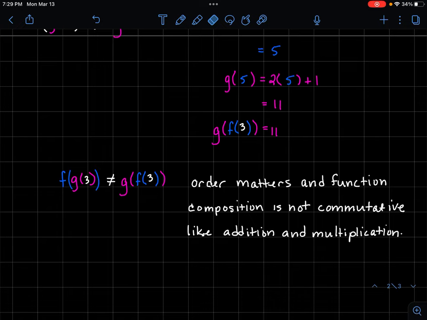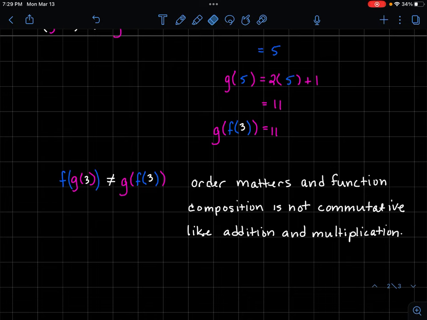Remember the commutative property, that the order did not matter. 2 times 3 is 3 times 2. 2 plus 3 is 3 plus 2. It doesn't work the same way with function composition, so you have to be very, very careful in how you do your order for function composition. So that's how you evaluate with numbers.